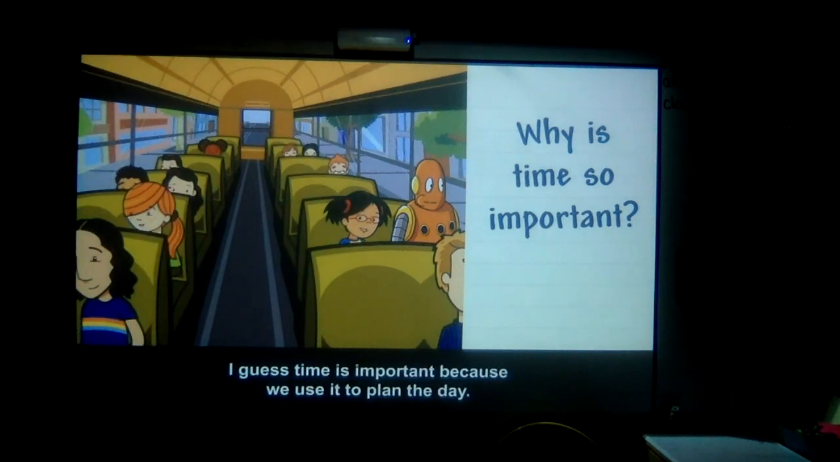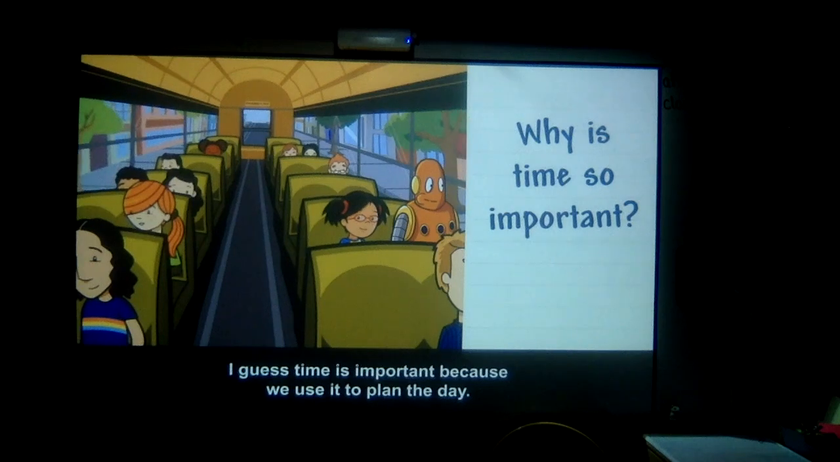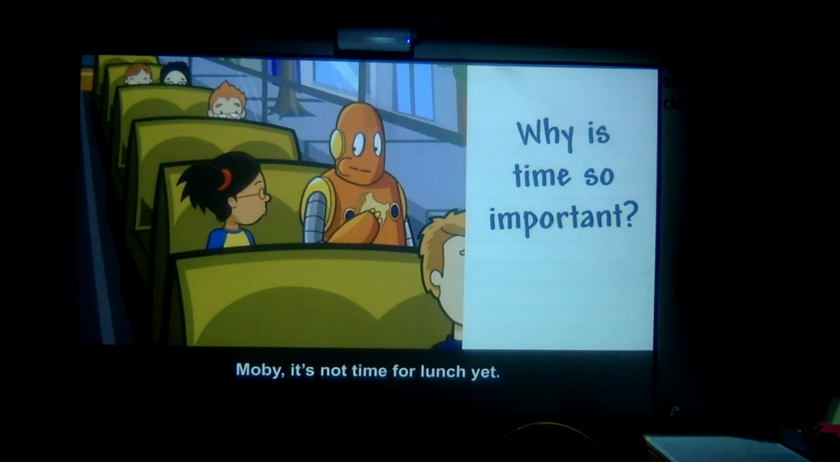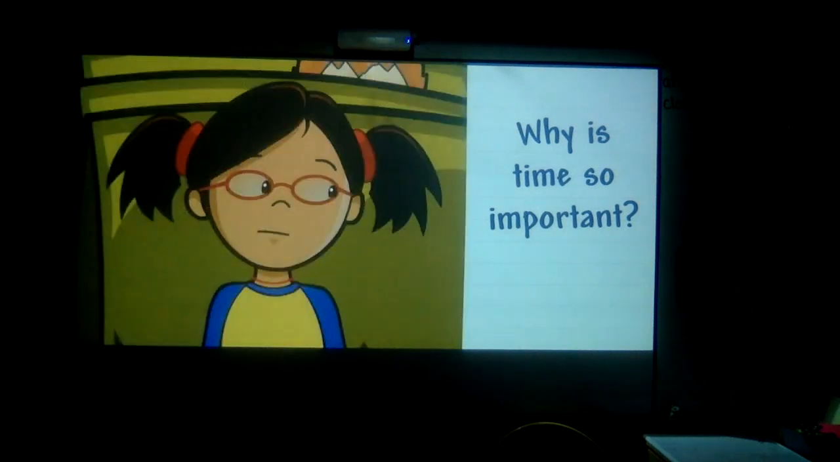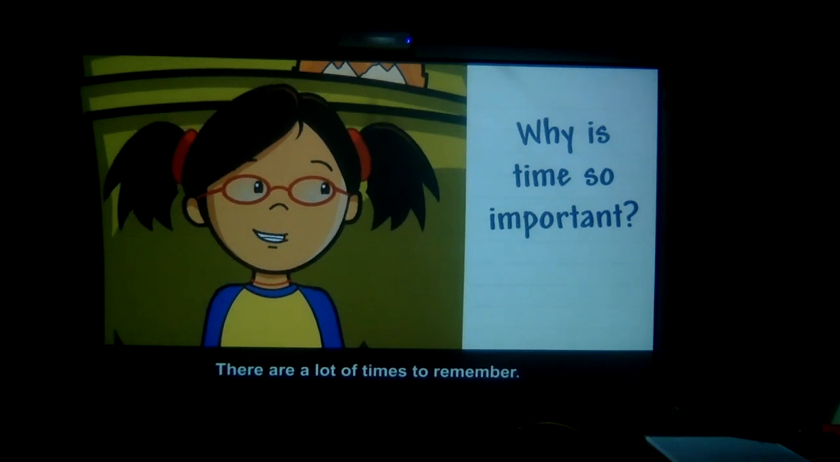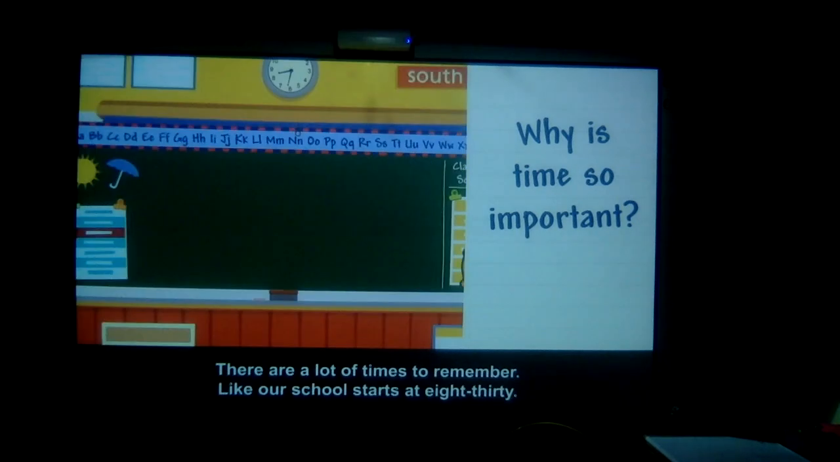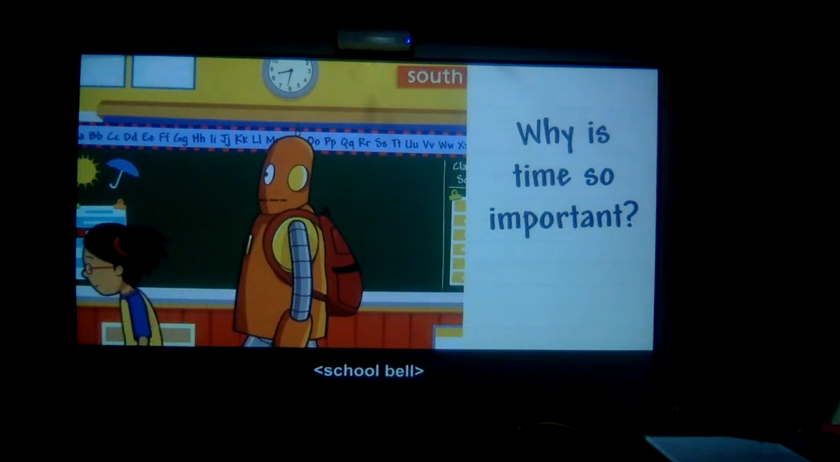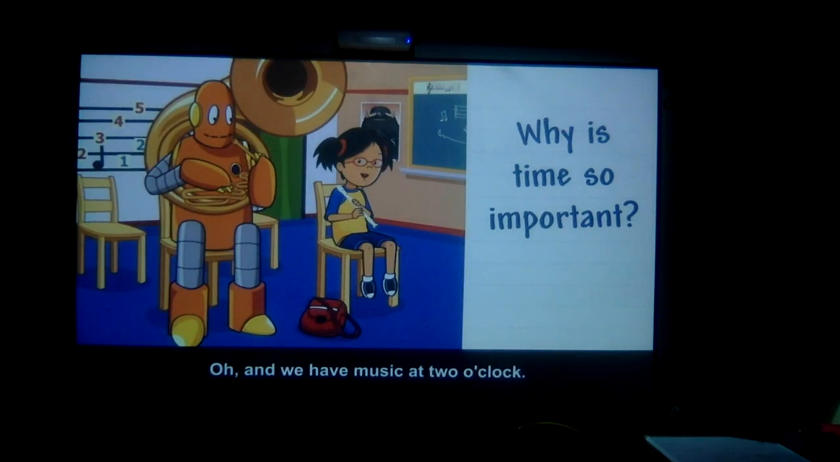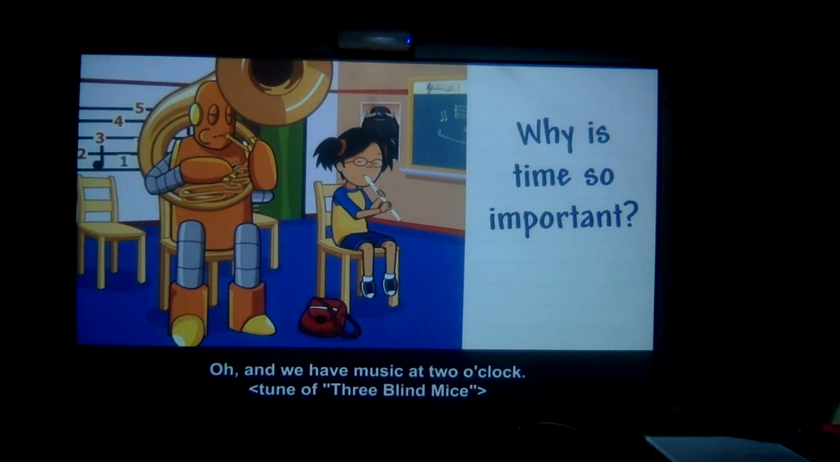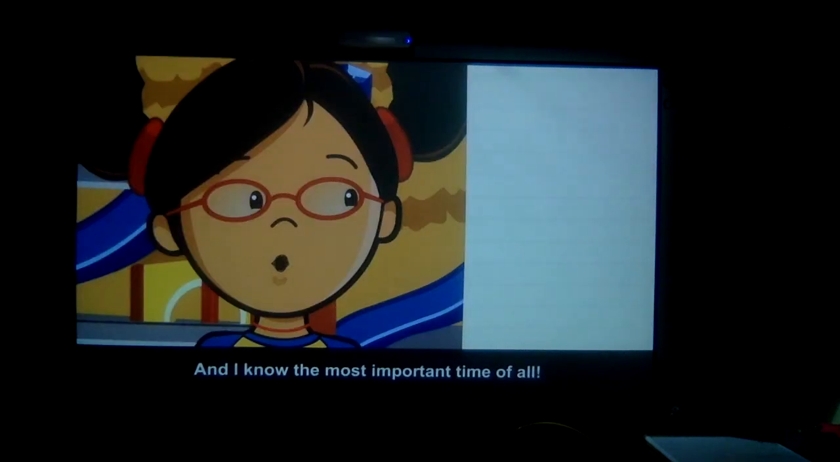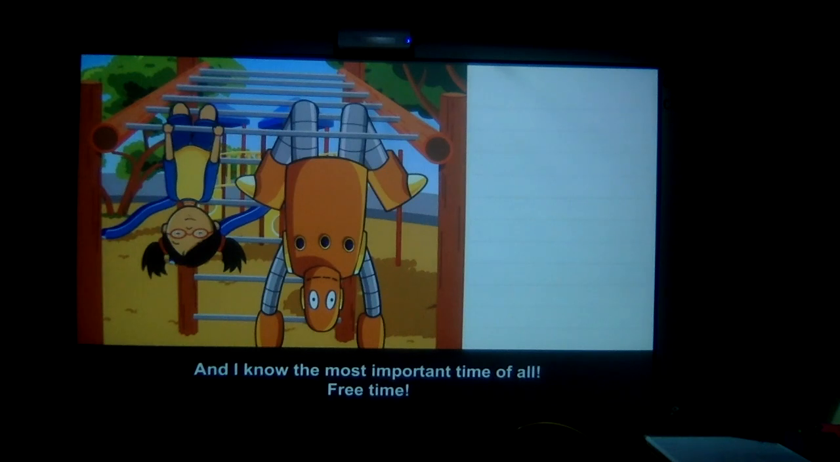I guess time is important because we use it to plan the day. Moby, it's not time for lunch yet. There are a lot of times to remember, like our school starts at 8:30. Oh, and we have music at 2 o'clock. And I know the most important time of all, free time.